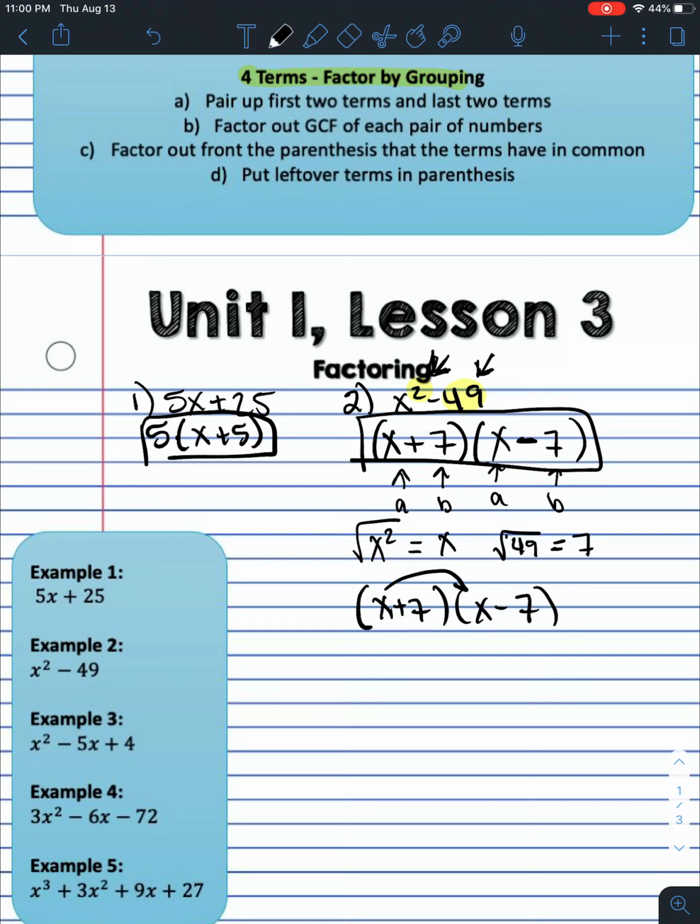So when we are multiplying binomials, we have to distribute, correct? So we'll have x times x is x squared. X times negative 7 is negative 7x. And then we're gonna, oops, oh my goodness. Wow.